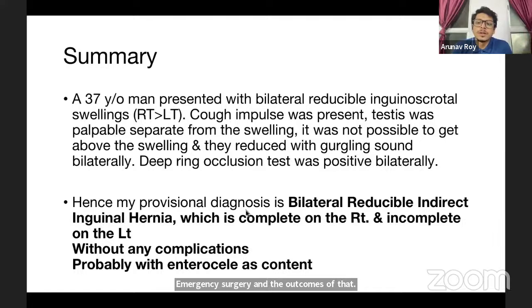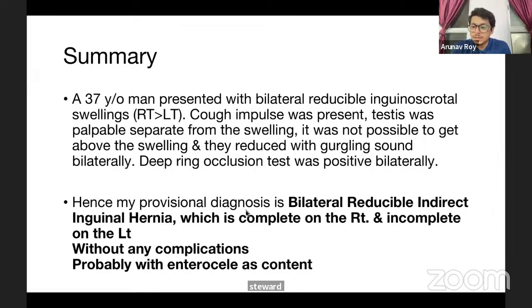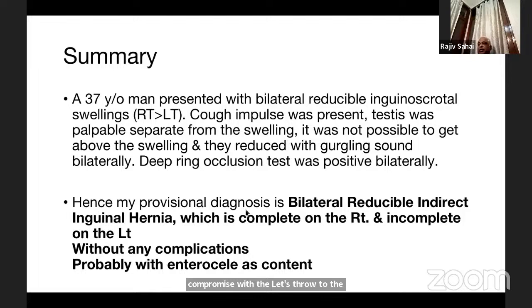An irreducible hernia, sir, is one in which reduction is not possible, but the normal peristalsis of the bowel occurs without any obstruction, and normal blood flow to the gut is maintained, sir. In case of obstruction, sir, the obstruction is mainly extraluminal, and it causes non-passage of stool and flatus, sir. And in case of strangulation, sir, there is a compromise to the blood flow to the gut, sir. So if there is intraluminal obstruction, what is that called?